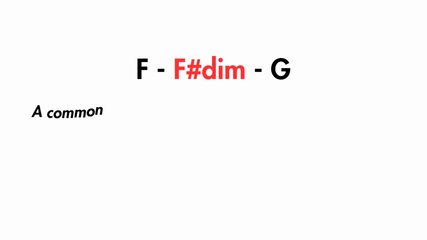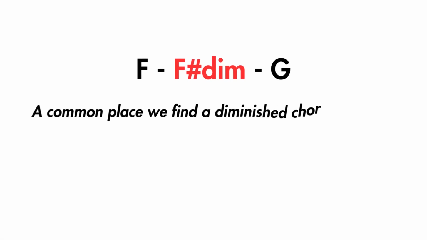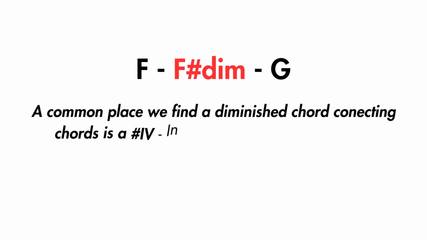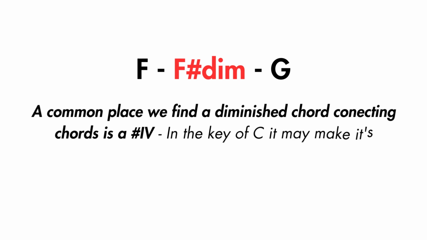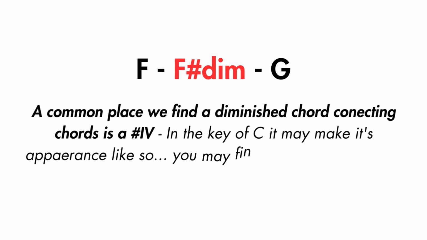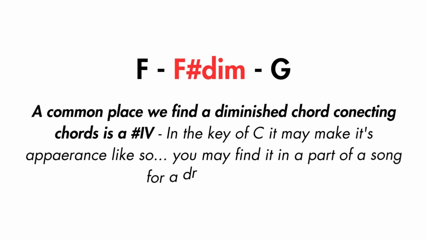Now, the most common place we find a diminished chord connecting chords is going to be a sharp 4th like this. In the key of C, we may find this where we have an F, an F sharp diminished, and then a G. Okay? Maybe in part of a song for a dramatic effect. Something like this. You're going to find this in lots of popular songs today.